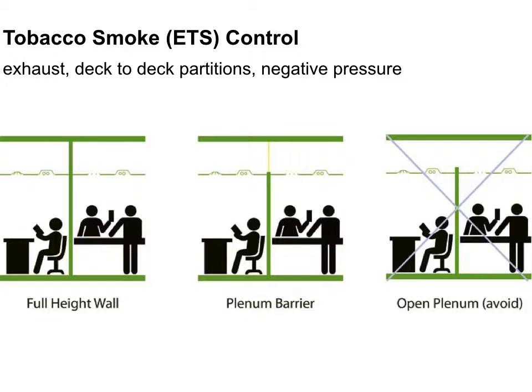So a few ways to avoid that is having, like on the far left side, a full height wall going from the floor deck to the ceiling deck, so that there is no space for bad air quality or even noise to travel between spaces. And in the middle, it looks like there's actually a temporary barrier put between the two spaces to keep smoke from migrating from one space to another.